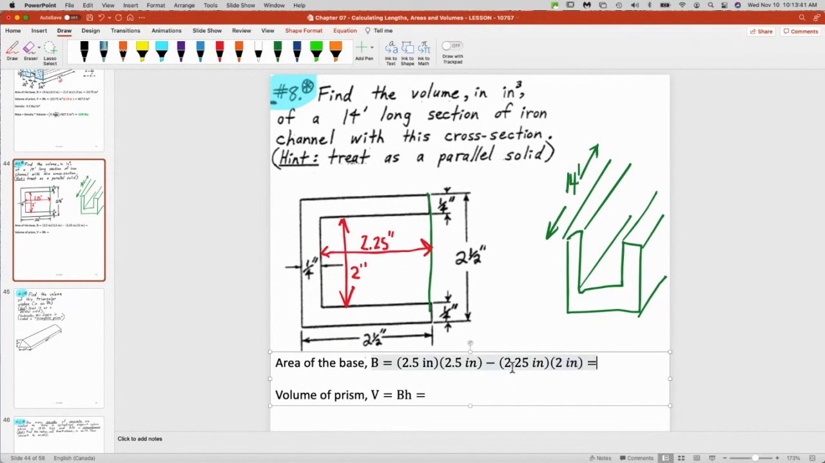That's 6.25 minus 4.5, which is what, 3.75 or something? I'm just trying to do it in my head now. Not worth the effort when I have the calculator right in front of me. No, just the one side. Just the one side. So there's the area of the base.